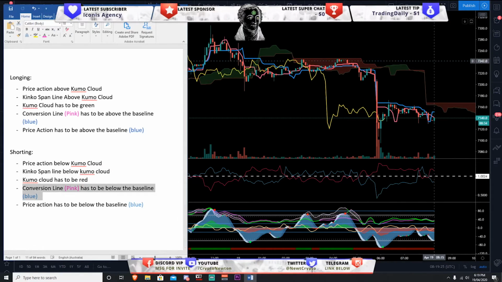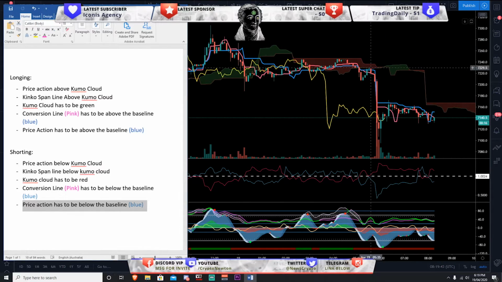The conversion line, which is the pink line, has to be below the baseline, which is the blue. So right here, that is when you get your confirmation. Price action is below, and the conversion line, the pink, is below the baseline blue. Your price action has to be below the baseline blue, right? So your price action right here and even here is below the baseline blue. So let's say you entered here, because that is where it confirmed.